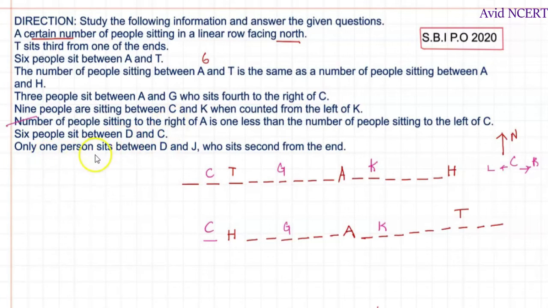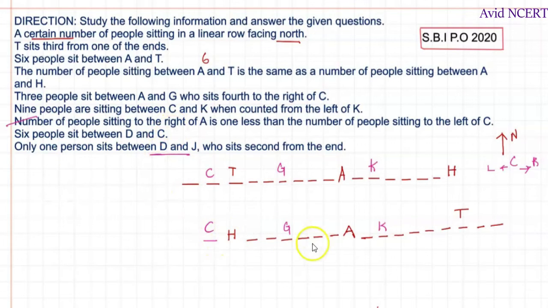So, only one person sits between D and J. Who sits? Again, here we have two clues. There is one person sitting between D and J, and J is sitting second from the end. Maybe in this case it can be second, J, if we place it here. Whereas we cannot get D here because there are 6 people sitting between D and C, but in this case it becomes more. So this case is not possible. Let's try in this case. 6 people sit between D and C.